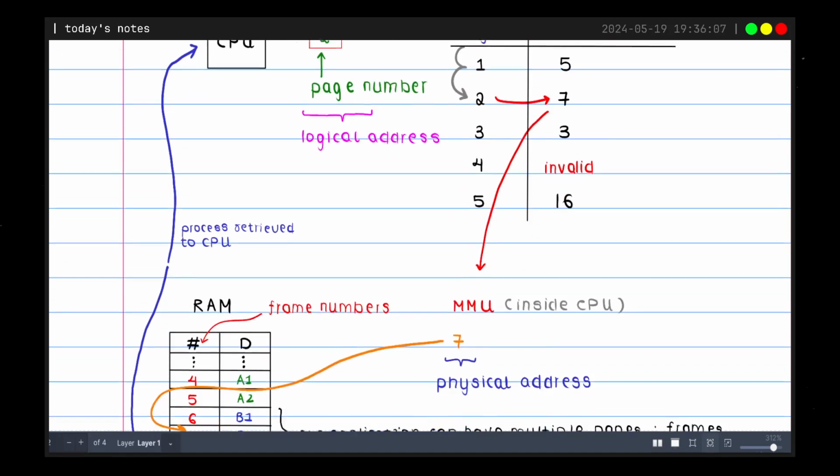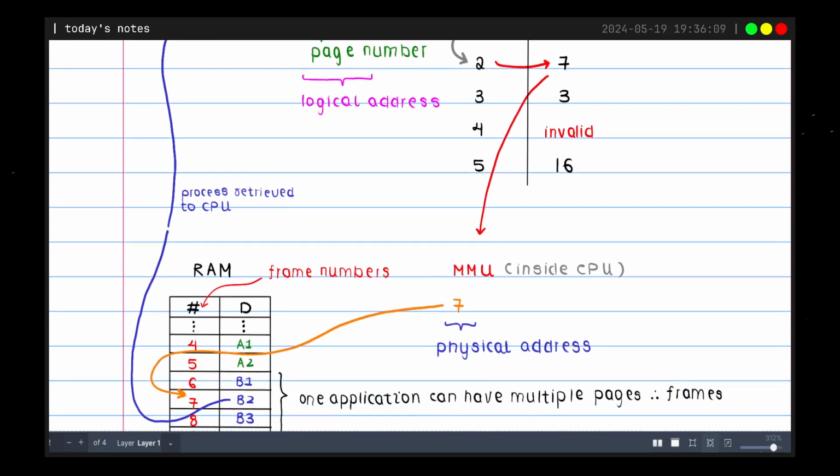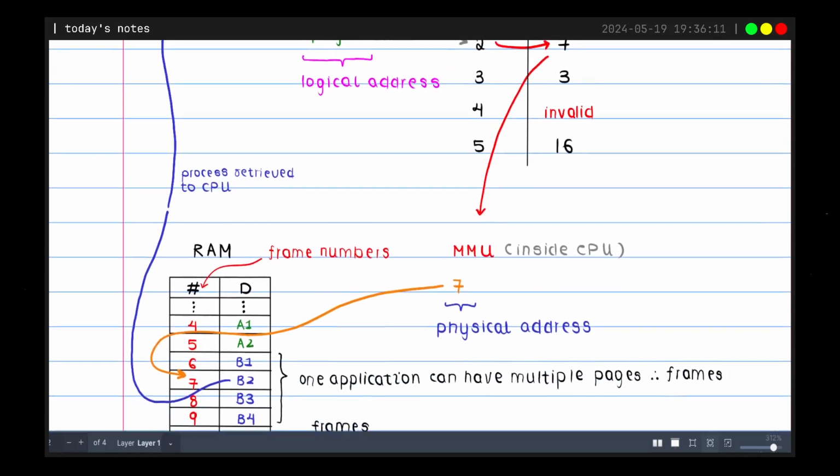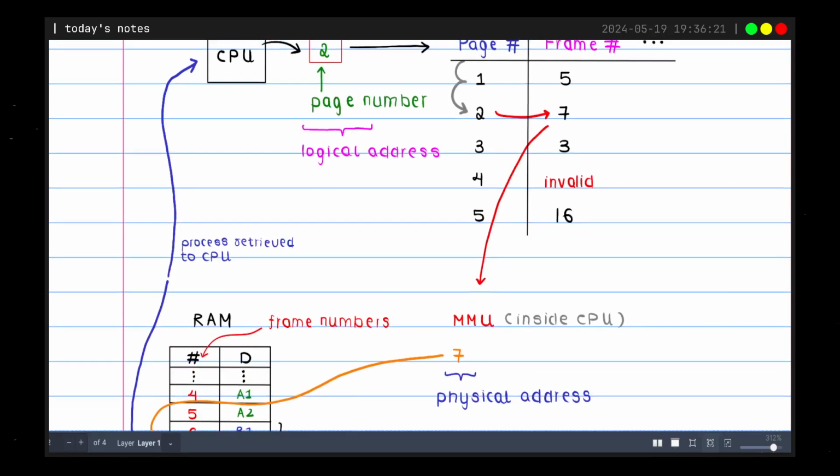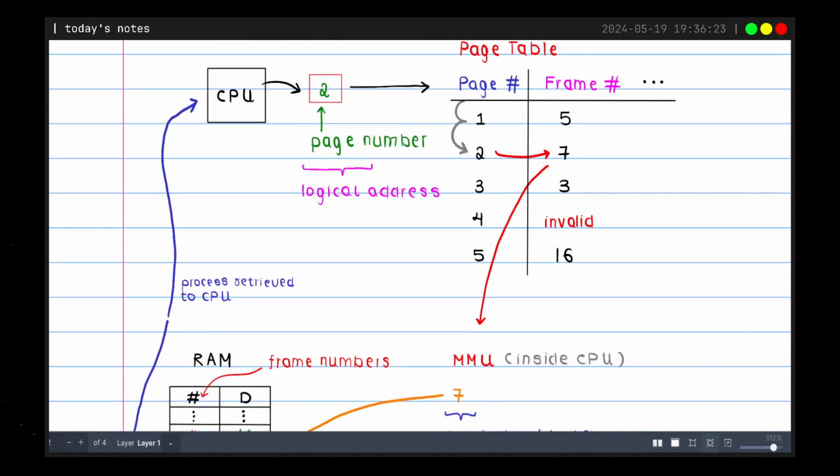Then what's going to happen is the memory management unit is the one that's going to look this up, and it's going to find this number 7 in the RAM, and here at this frame number 7 in the RAM, this application B2 is what's currently stored. So that process is retrieved to the CPU. Remember, for those of you that might be looking this up online, there's usually another component called the offset, just like segmentation, that is attached to page numbers. But again, that is out of the scope of this section, so don't worry about it.